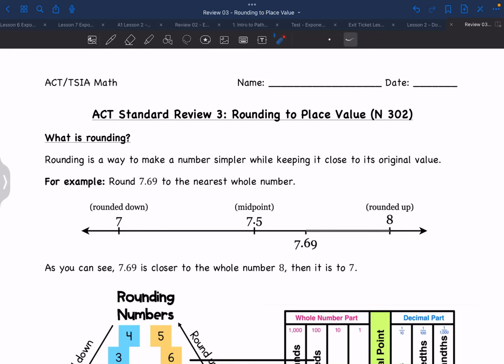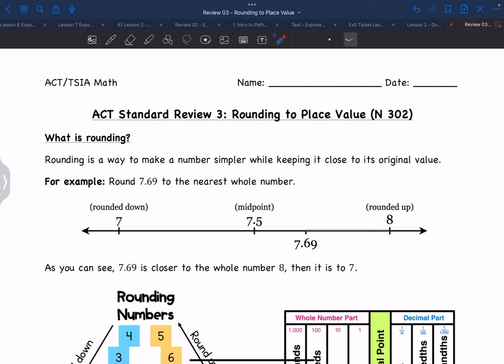All right, in this ACT and TSI review math lesson, we're going to be looking at rounding to place value. So we're really looking to round. And this is very important because it extends beyond ACT and TSIA. In IB, you actually get points for being accurate with your rounding. You'll lose points if you are not accurate. So rounding is very important. It's going to be something that is going to be carrying from this year and next. So make sure you know how to round.